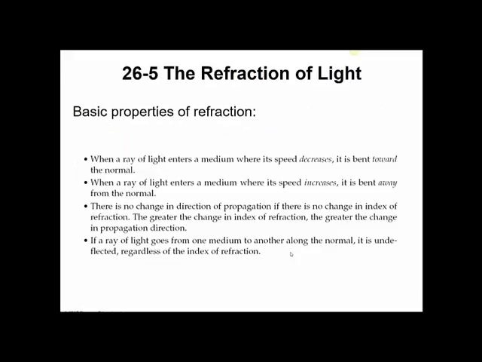So when a ray of light enters a medium where its speed decreases, it's bent towards the normal. When a ray of light enters a medium where its speed increases, it is bent away from the normal. There is no change in direction of propagation if there is no change in index of refraction. The greater the change of index of refraction, the greater the change in propagation direction. If a ray of light goes from one medium to another along the normal, it does not bend at all.